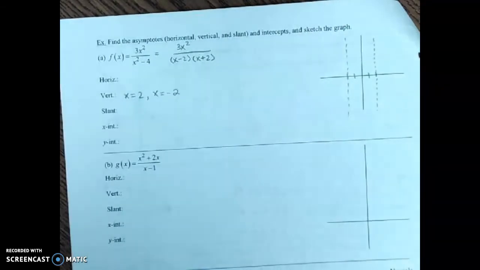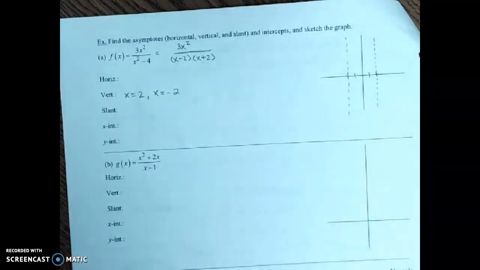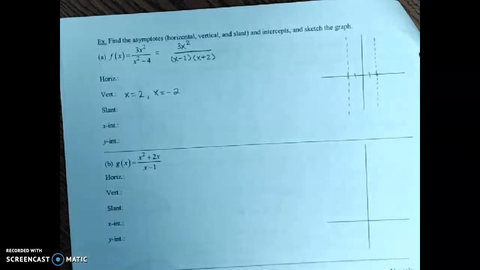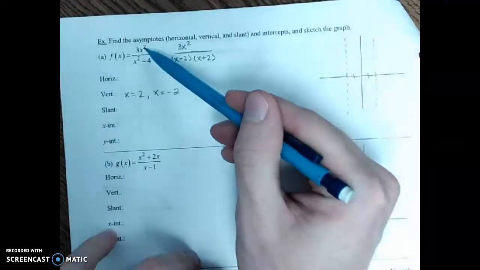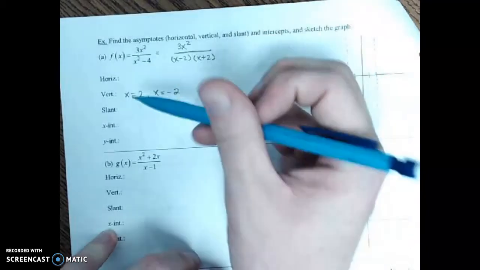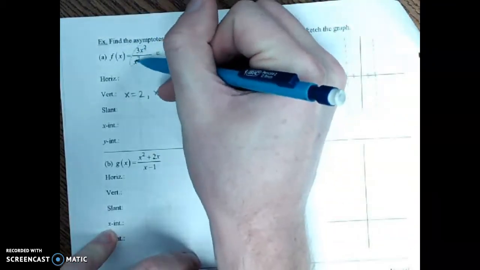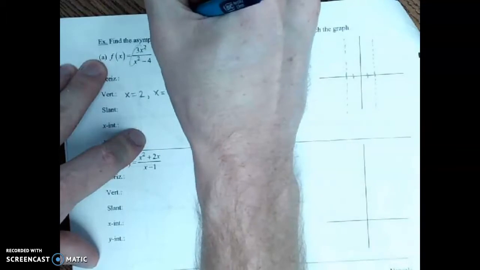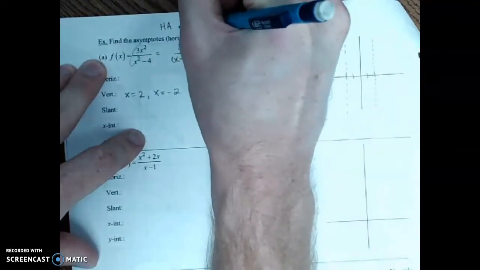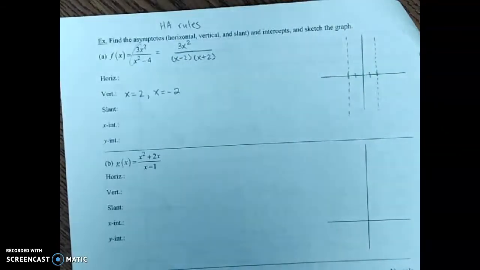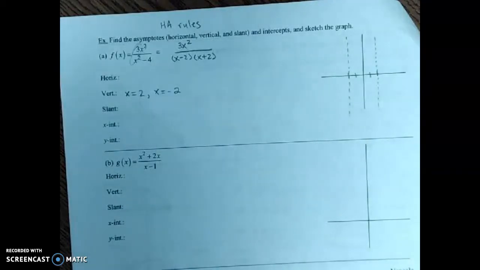You will never have a rational that has both. That's either going to be one or the other, and that's just going to be based on the degrees. Since the degrees are the same, what you're going to do is end up looking at this ratio of the coefficients. If you don't know your horizontal asymptote rules, you should pause this video, go look them up, and then remember them, because you were taught them in Algebra 2, you should have been taught them last year in Precal, and then you definitely are going to need to use them periodically in calculus, right?